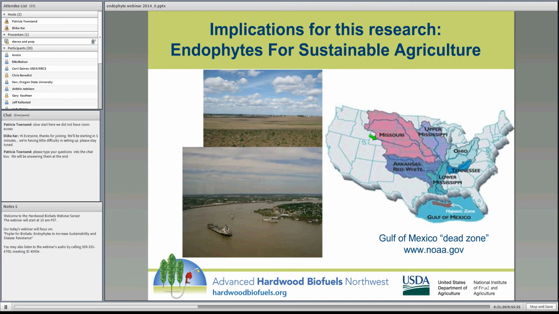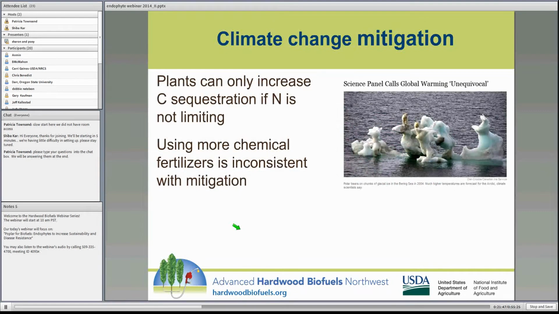Because these endophytes from wild poplar also work in agricultural crops, including corn, rice, grasses, tomatoes, bell peppers, there's potential that we could reduce the amount of chemical fertilizer that's applied to fields and then help clean our river systems and prevent these dead zones that result from excess fertilizer entering our river systems. And also it can impact climate change.